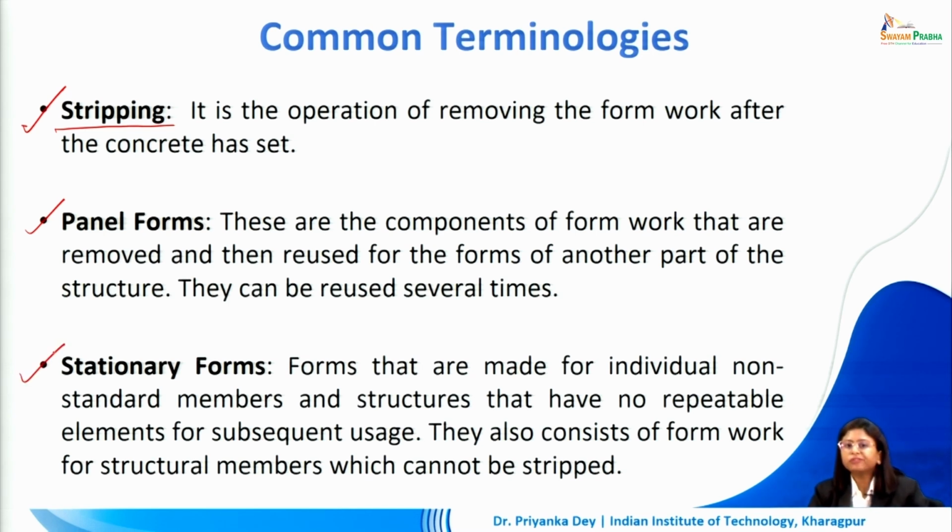The stationary forms are forms that are made up of individual non-standard members and the structures that have no repeatability. So let's say we are making a dice which is unique. A certain part of the structure has to be made which cannot be replicated elsewhere. So that formwork cannot be reused again because it's specific to one part or one member. So those are called the stationary forms. They also consist of formwork for structural members which cannot be stripped.